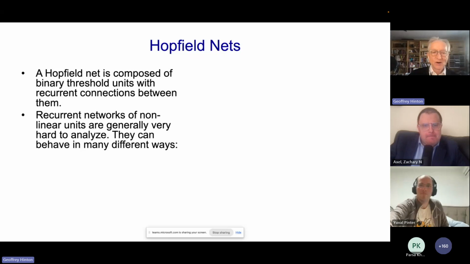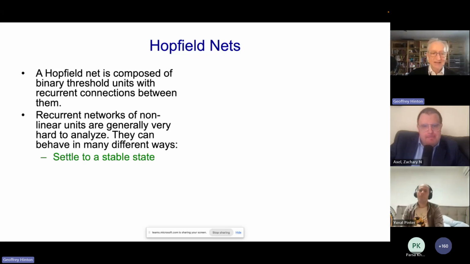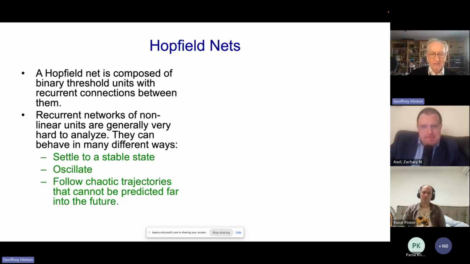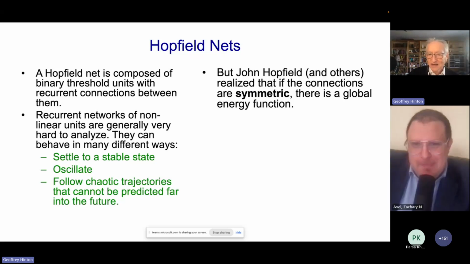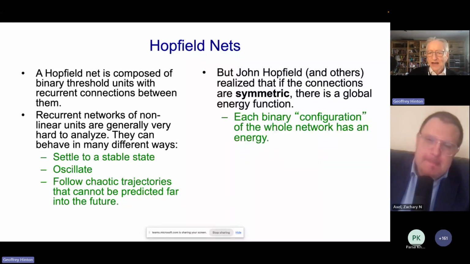Now, in general, when you have a recurrent network, it can behave in all sorts of different ways. It can settle to a stable state, it can oscillate, it can be chaotic, so you can't predict what it'll do. But Hopfield realized that if you make the connections symmetric, then there's a global energy function. And the symmetry of the connections is equivalent to Newton's third law. It's equivalent to saying action and reaction are equal and opposite. That's what you need for a global energy function.